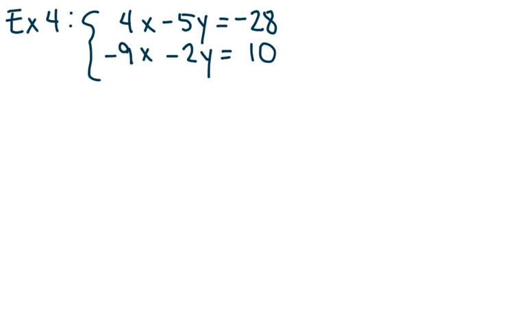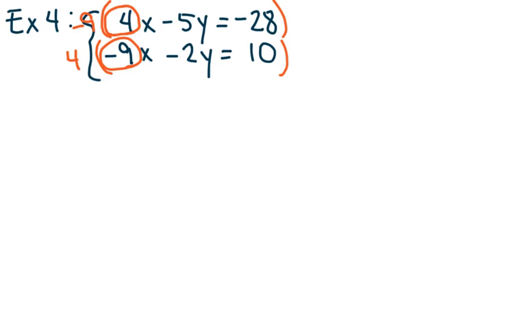Now we run into a problem because there's no way I can get opposite coefficients by multiplying one of the equations by a number. So when this happens, we can take the coefficient in front of each number. So I'm going to choose my x's. My coefficient in front of the x is 4, and it's also -9 down here. So what we want to do is we multiply the top row by -9 and the bottom row by 4. Look what happens when we do that.